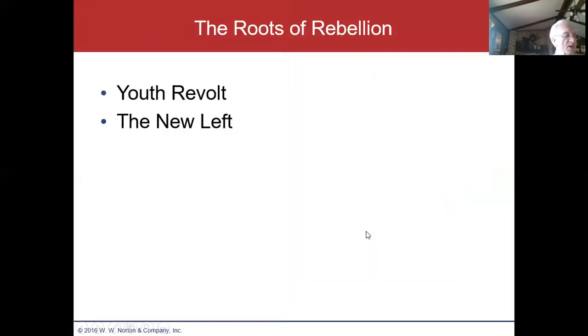All right, so the roots of rebellion. The youth revolt starts on page 1122. That will be part of the domestic issues under Nixon. Remember, this goes back to the 60s, to Johnson's time, obviously, with marches, protests, all these things.